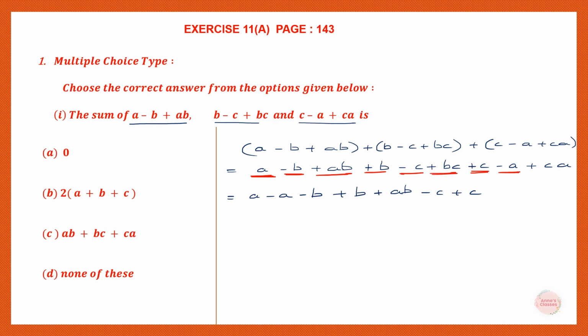Then the next thing is plus bc. We don't have another plus bc. So let's write that. Plus bc. And then we write down plus ca. Plus ca. Now let's look at all the like terms.